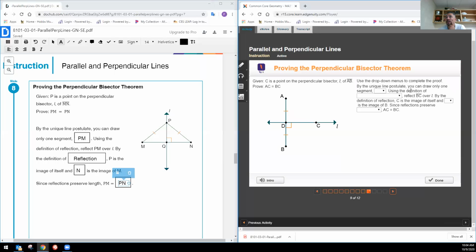By the unique line postulate, you could draw only one segment, CD. Using the definition of perpendicular bisector, reflect BC over L. By definition of reflection, the image itself is A, and A is the image of B. Since reflection preserves length, the segment that is drawn is the same one that is reflected.